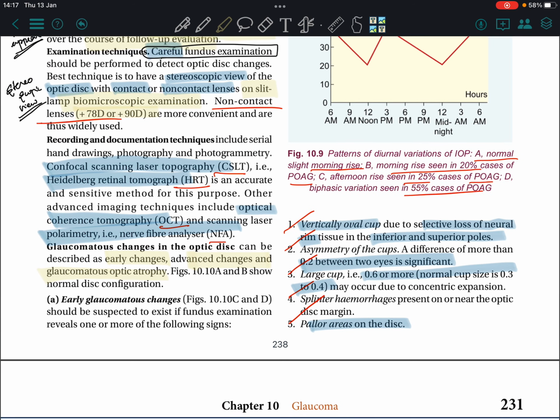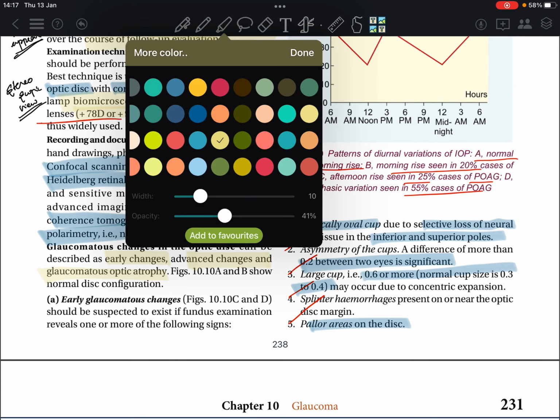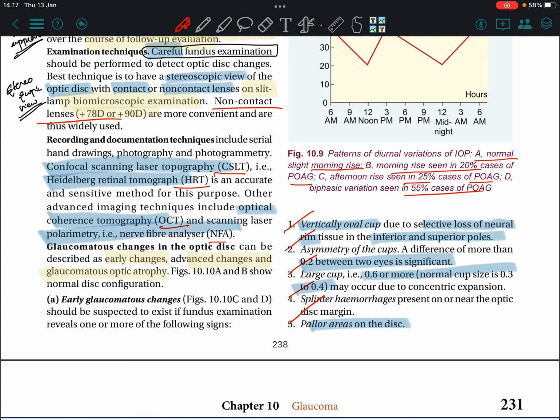Early glaucomatous changes are vertical overcupping due to selective loss of neural rim tissue in the inferior and superior poles. Asymmetry of the cup-disc ratio of more than 0.2 between the two eyes is significant. Large cup of 0.6 or more. Normal cup size is 0.3 to 0.4, but may occur due to concentric expansion.